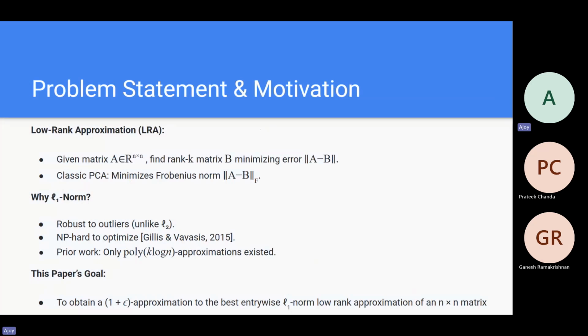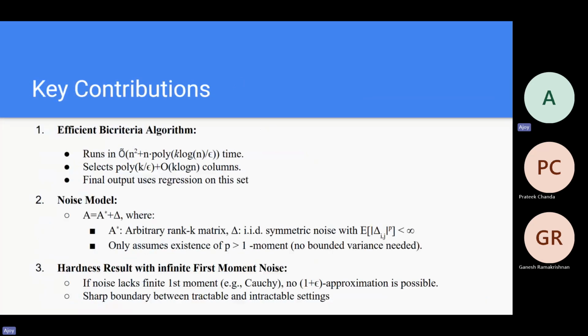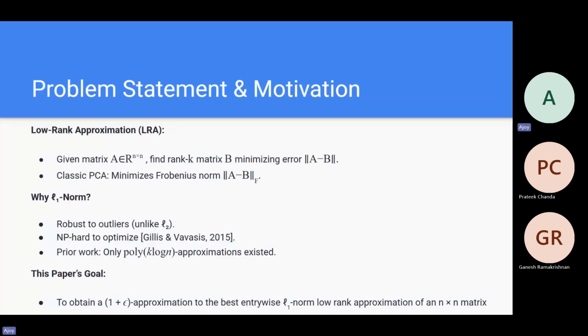It is also used in PCA, where we minimize the Frobenius norm, which is also the L2 norm. So there we minimize squared errors. In the L1 norm we minimize the absolute errors, unlike L2. It is NP hard to optimize because we need to consider outliers as well.